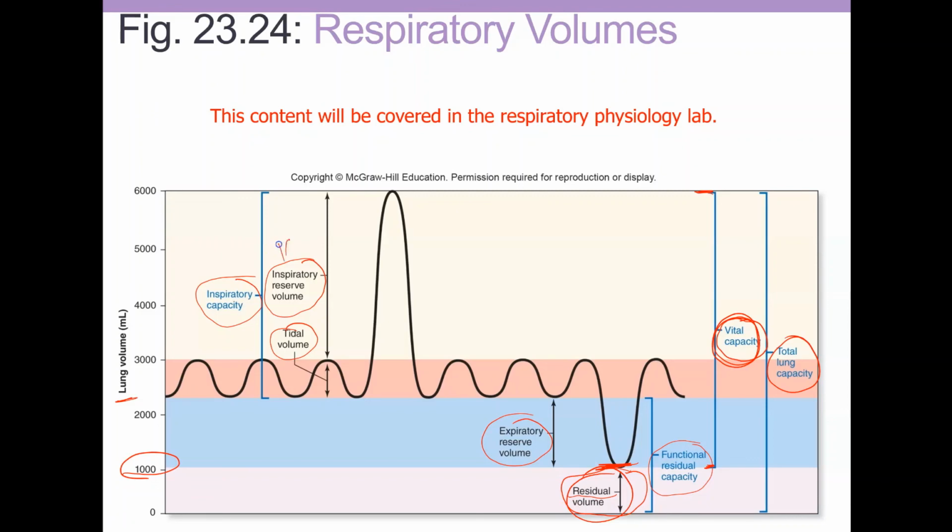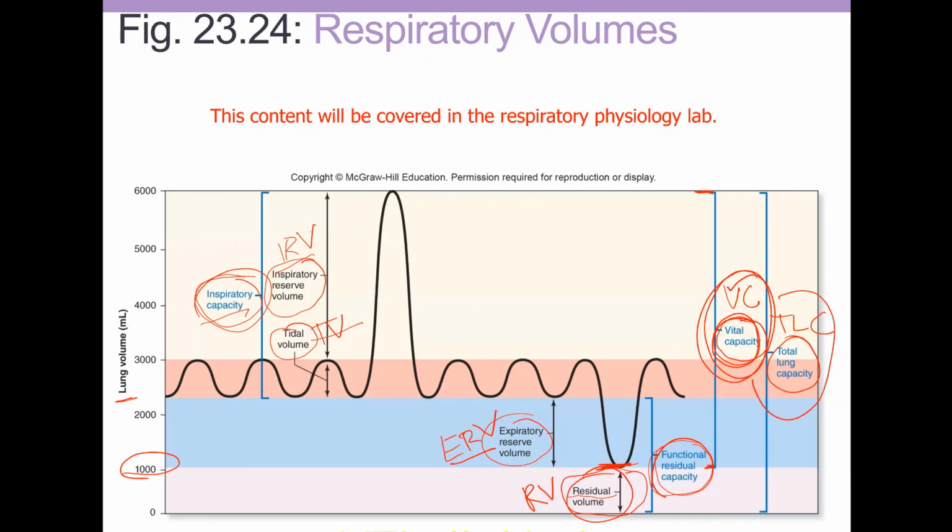You're going to see things like IRV and TV, ERV, RV, and VC, and then I think they do abbreviate this as TLC, total lung capacity, because we just went over that. The IRV and the TV is what inspiratory capacity is. The ERV and the RV is functional residual capacity. You could say ERV plus inspiratory capacity, or plus IRV and TV, is your vital capacity. And if you added everything up, that's your total lung capacity.